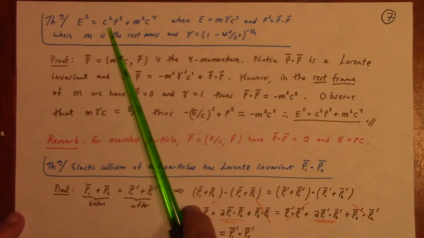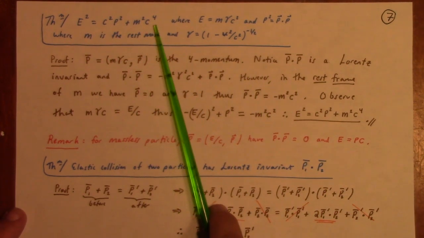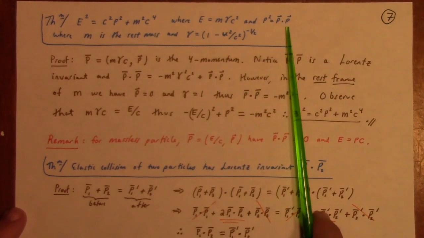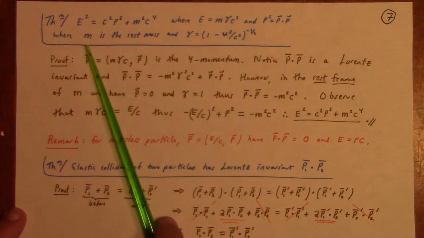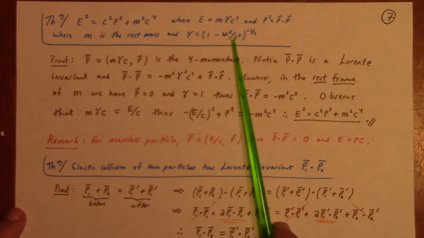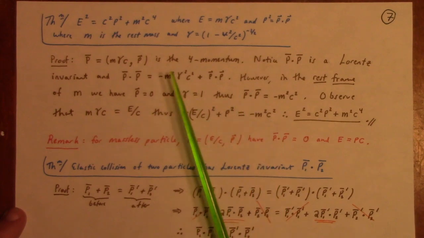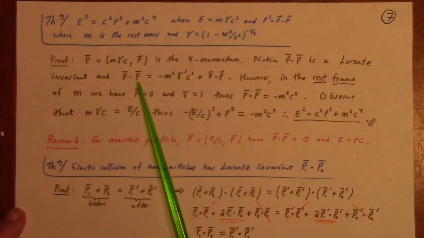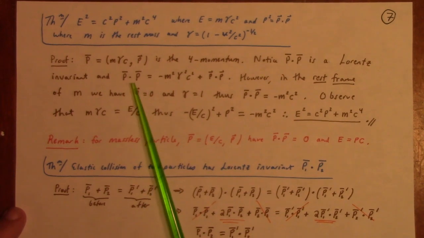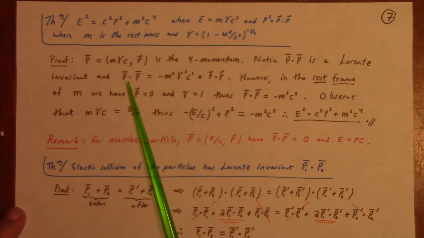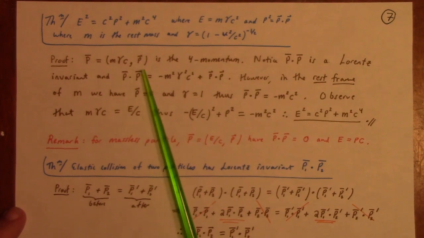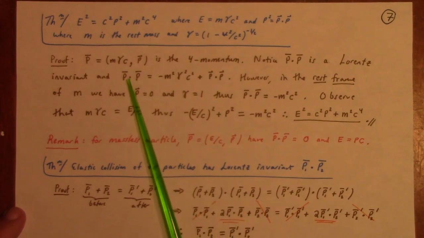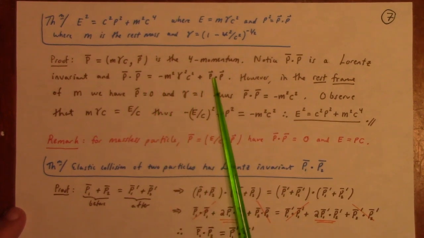E squared is c squared p squared plus m squared c to the fourth, where E is the relativistic energy, p squared is the square of the relativistic momentum, m is the rest mass, and gamma is what it usually is. The proof is based on the invariance of the four-momentum squared under the Minkowski product. When you calculate it, you get minus m squared gamma squared c squared plus p dot p, and that's true in all frames of reference.